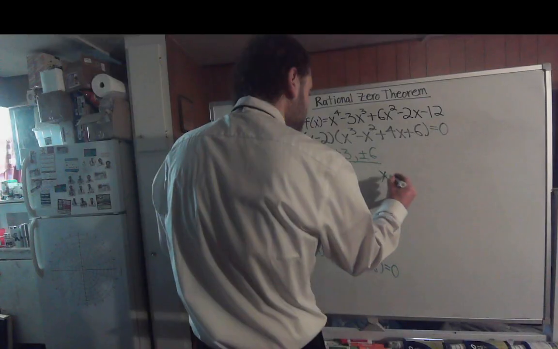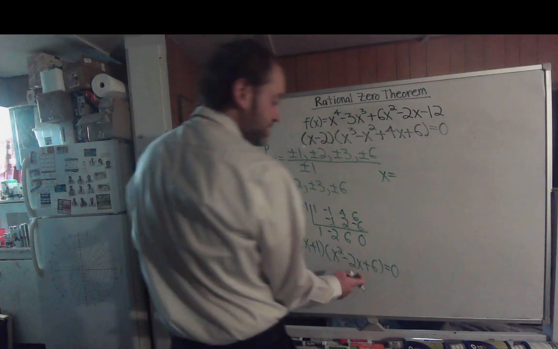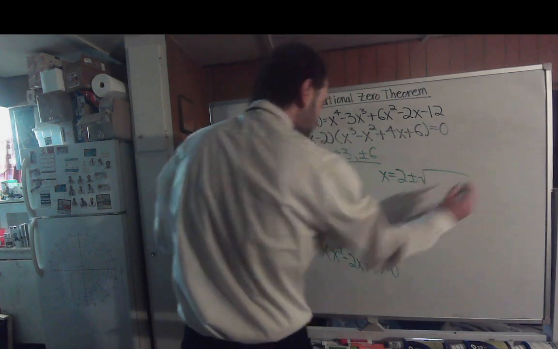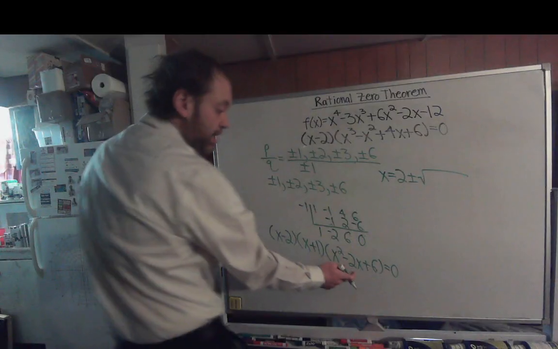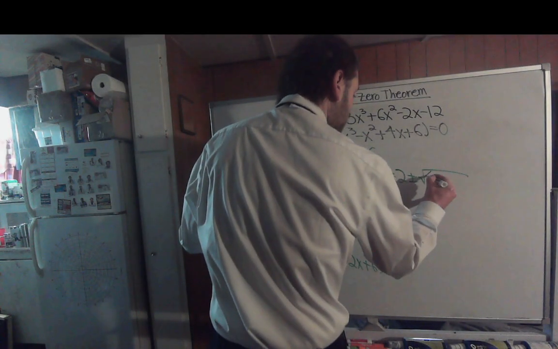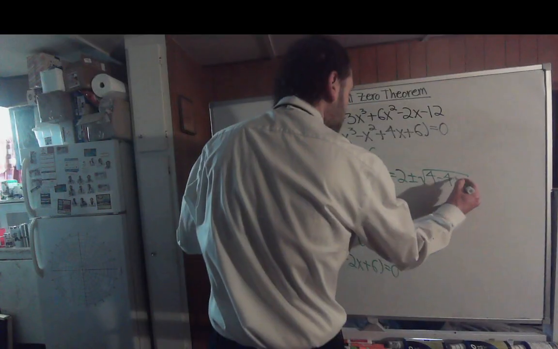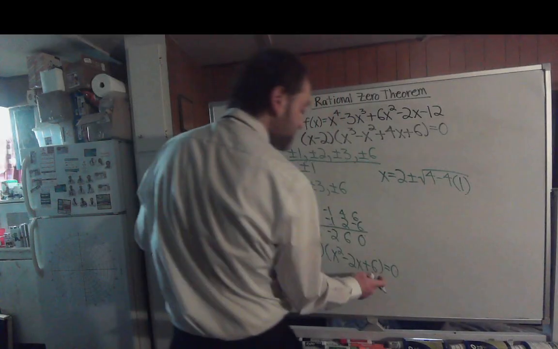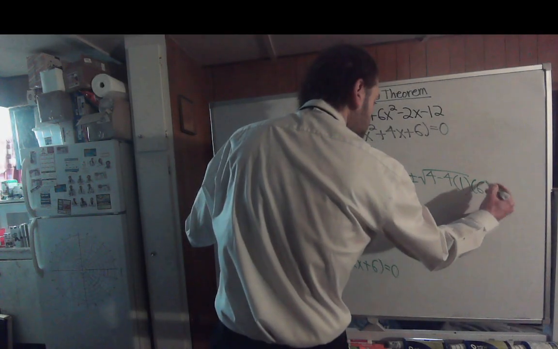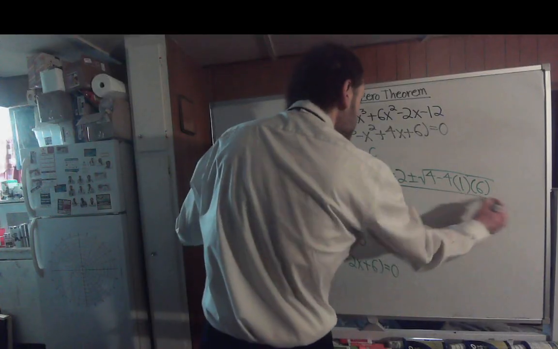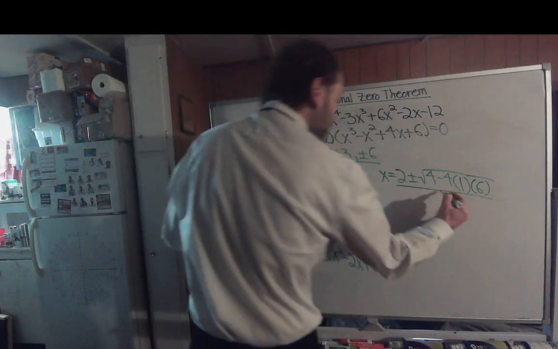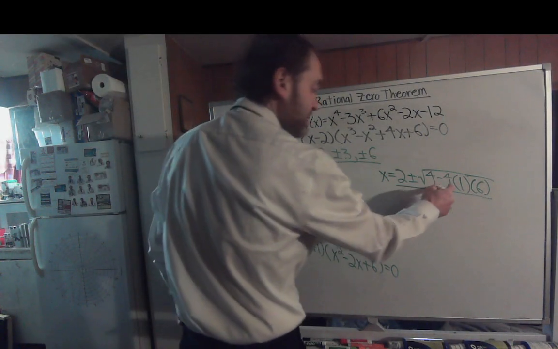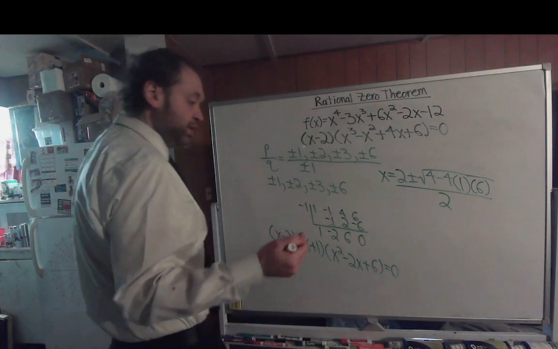So x would equal the negative of b, which is negative 2, so positive 2, plus and minus the square root of that b squared, which would be negative 2 squared, that's 4, minus 4 times your a of 1 times your c of positive 6, all over 2 times that a of 1, so that'd be 2. Well, let's look at this here. 4 minus 24, that'll give you negative 20.